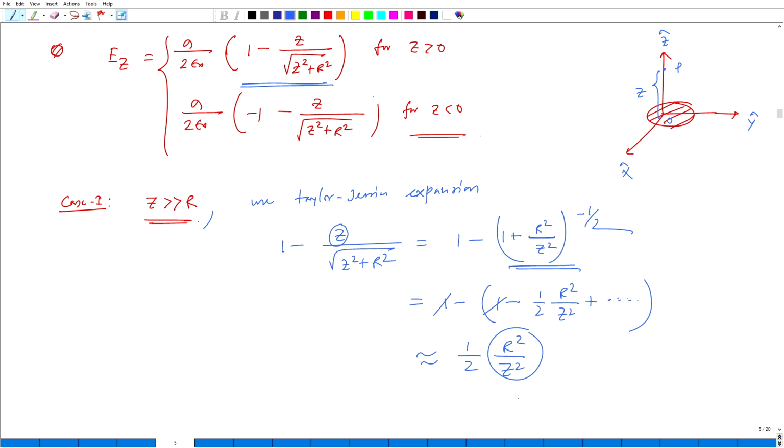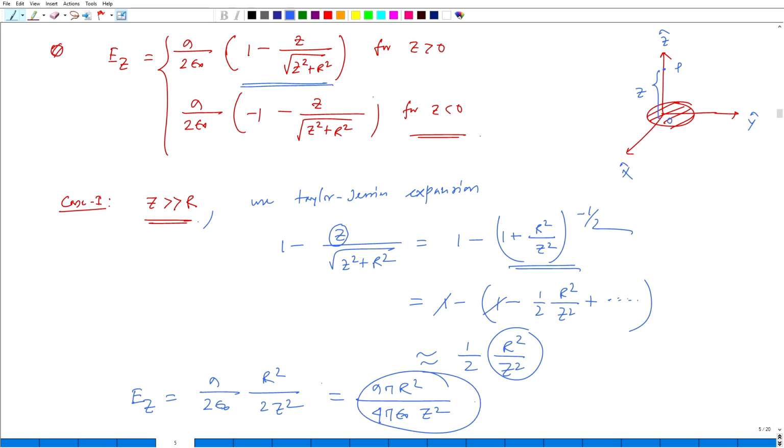So, therefore, the electric field Ez becomes sigma over 2 epsilon naught times r square by 2 z square. It can be written as sigma pi r square over 4 pi epsilon naught times z square.